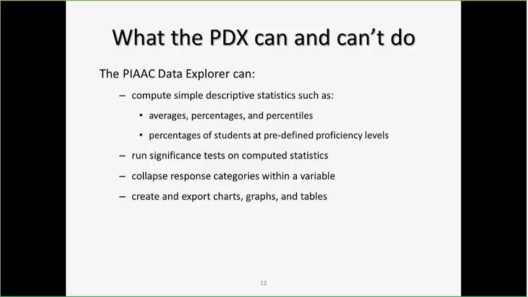You can collapse response categories within a variable if you're interested in grouping different people together, and then it'll run the programs for you, accounting for all the statistical errors and the complex sample design so that you get accurate estimates and no chance of making mistakes there.